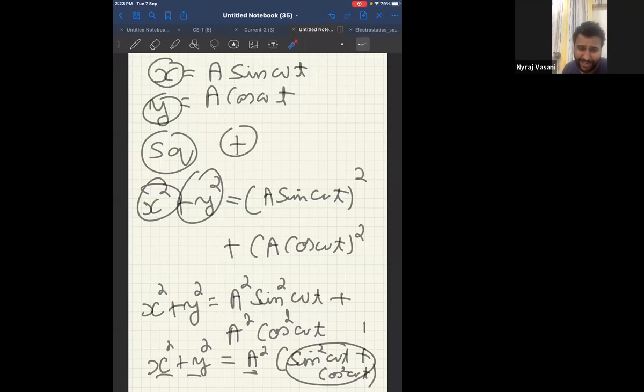I think it is very easy. Just look at the options. Our answer should have either sine or cos. If an equation does not have sine or cos, then it is not an oscillatory motion. Very good, Priyanka.